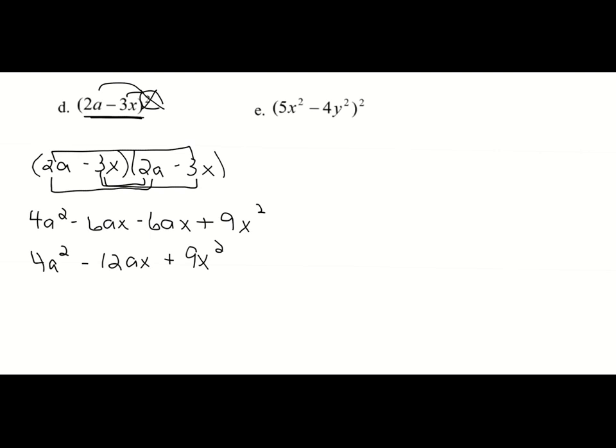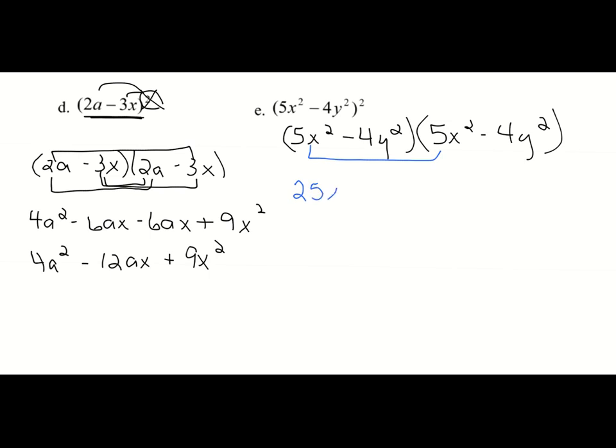Same thing with e. I need to write it out, expand it, write it twice. So I'm going to have 5x squared minus 4y squared times 5x squared minus 4y squared. All right, now we are going to multiply our first terms. So 5 times 5 is 25. X squared times x squared is x to the 4th. 5x squared times negative 4y squared is going to give us negative 20x squared y squared.